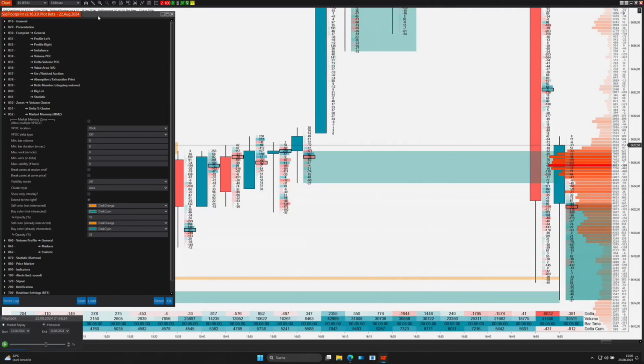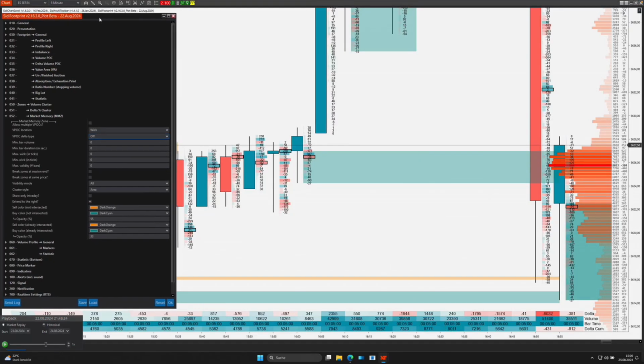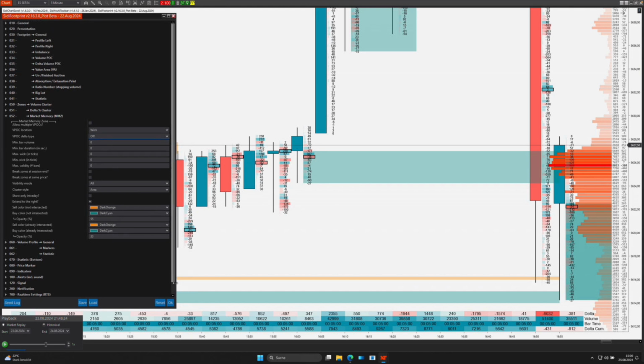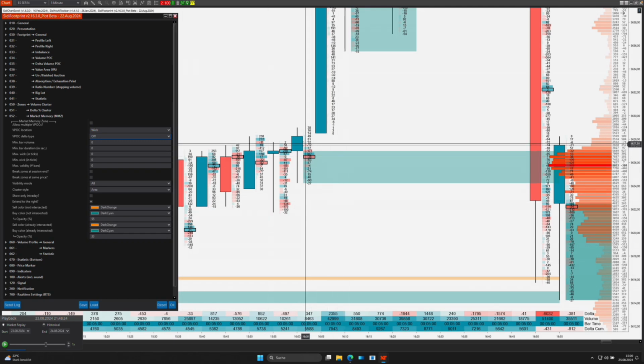I would now like to show you an interesting function in the SidiFootprint, which is really only available here, and that is the market memory zones, also known as the MMZ area. This is our own unique development, and we believe it is a very helpful tool for displaying areas of strong market reactions. By default, this market memory zone is defined in such a way that whenever the POC is within a shadow, the entire shadow in the zone is also marked as a zone.